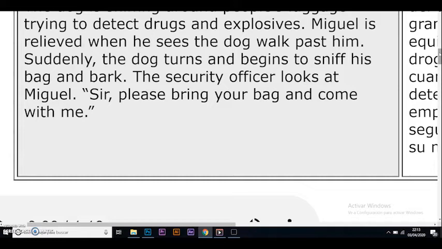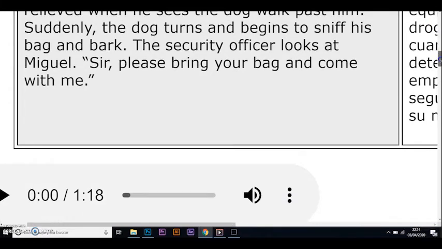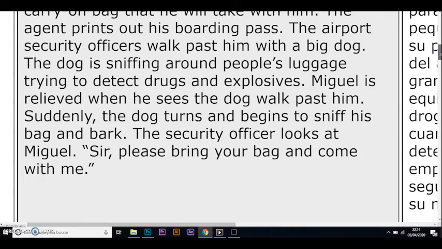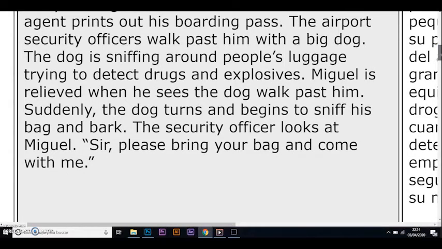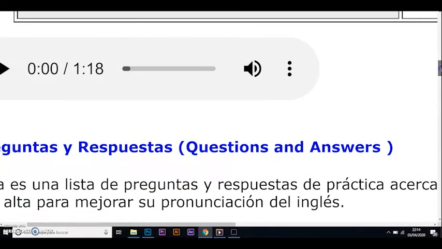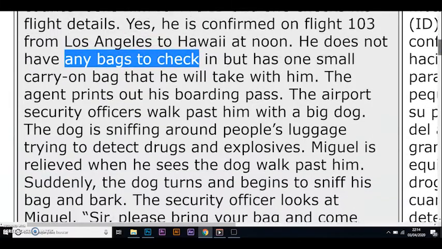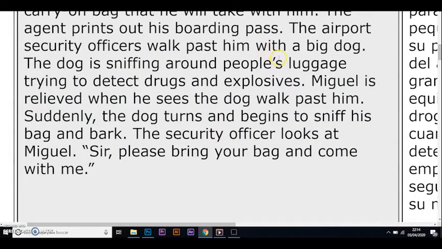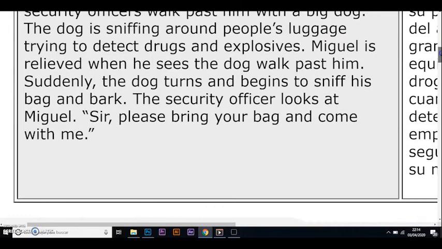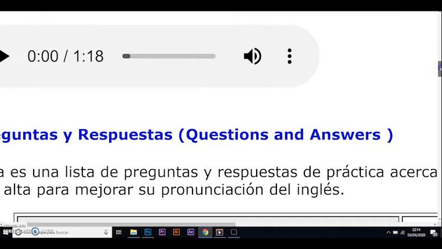The security officer looks at Miguel. Sir, please bring your bag and come with me. Immediately, the security officer will say to Miguel, Sir, please bring your bag and come with me. Do you understand what happens? Maybe Miguel has something in his bag that is forbidden in the airport. That's why the dog comes to him and starts barking at Miguel's things.